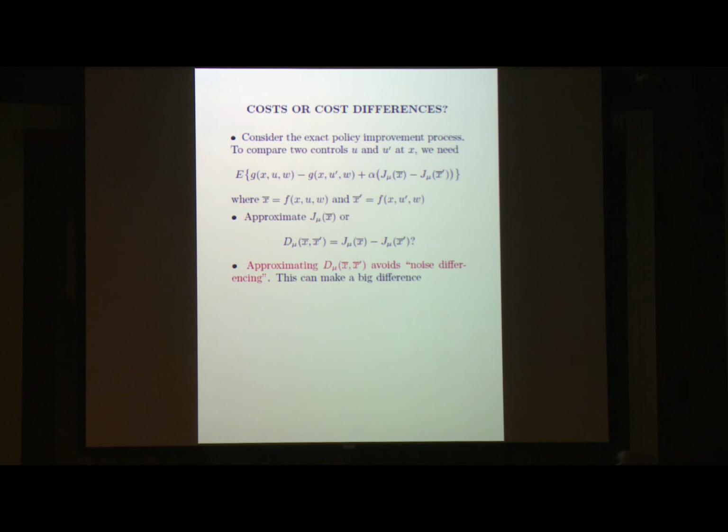The second topic I want to mention is whether we should be approximating costs, whether it's a good idea to approximate cost functions. Should we approximate cost functions or something different? There is an argument that says that we should approximate cost function differences. In other words, not the cost at a given state x, but rather the difference between the costs at two different states. Why do we want to do that? Well, suppose that we are at a state x and we want to compare two controls, u and u prime, in policy improvement. Then we should minimize expected value of g plus alpha J_mu. But to evaluate the two controls, we should evaluate this quantity and subtract out this quantity, and the answer depends on the sign of this. So what enters into this sign is the cost difference, not the cost values.